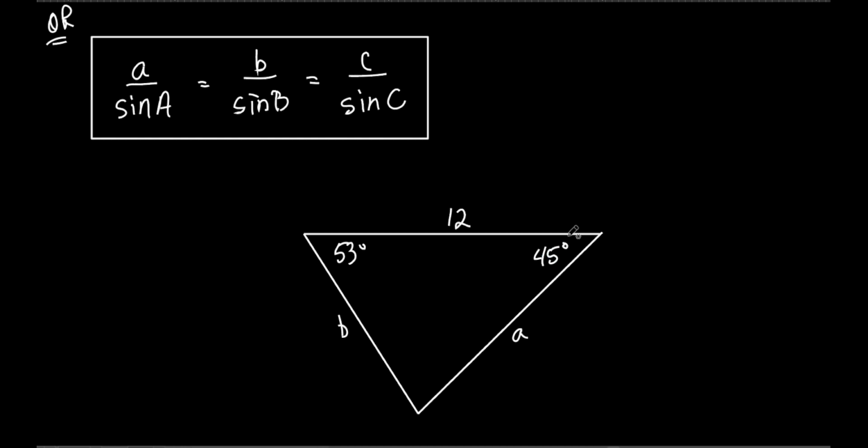So let's solve for everything. If that's side A, what's this going to be? Angle A. If that's side B, this is going to be angle B. They don't even give you a letter, but you obviously know that's angle C, and this is what? Side C. Okay, everybody good?